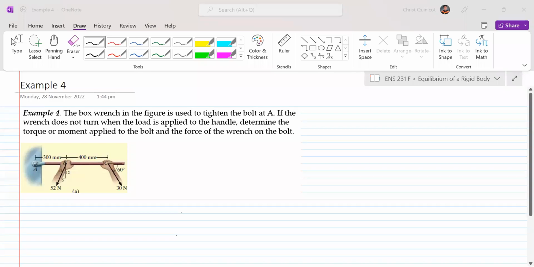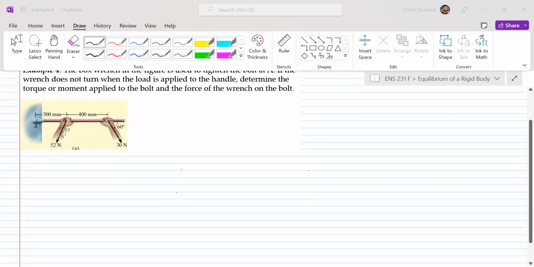Example 4. The box wrench in the figure is used to tighten the bolt at A. If the wrench does not turn when the load is applied to the handle, determine the torque or moment applied to the bolt and the force at the wrench on the bolt. So again, it says here that if the wrench does not turn even after those two loads, 52 Newton and 30 Newton, are applied to the handle, it means it is in equilibrium.